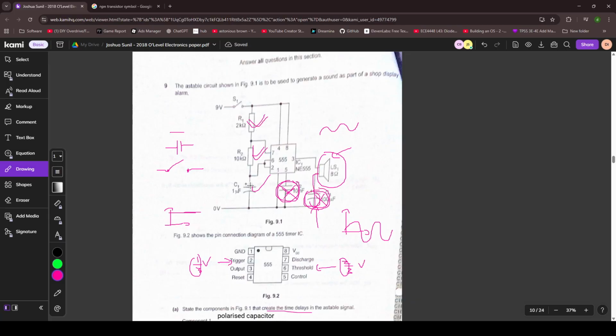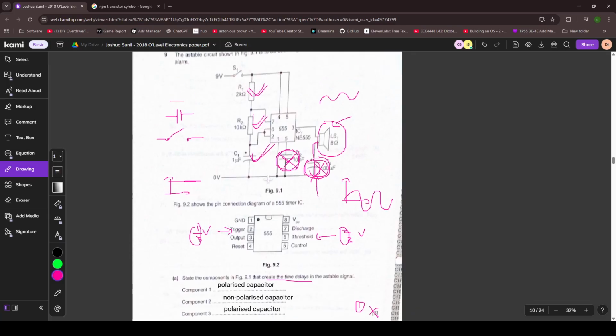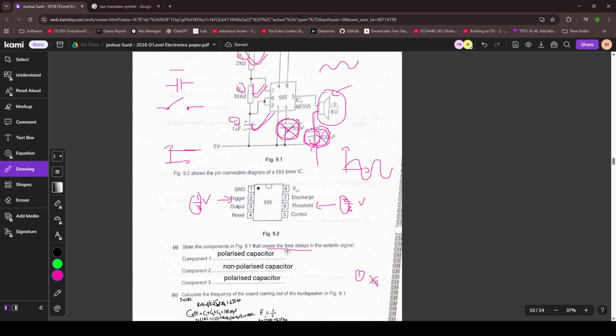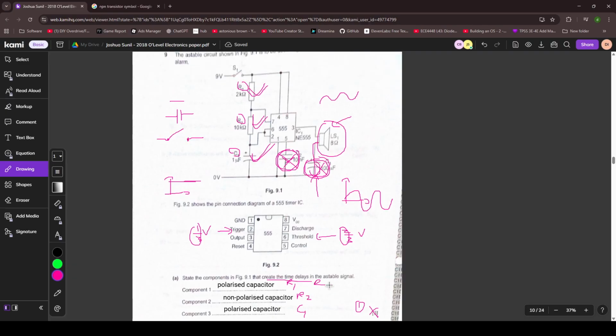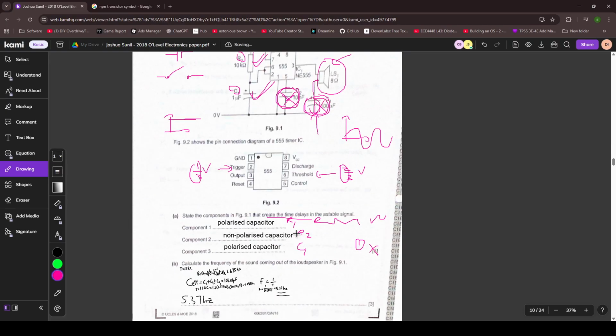It's these two resistors and this capacitor. And then you should have also stated their names. So they actually have names: R1, R2, C1. And then you can state the value even if you want. But yeah. Calculate the frequency of the sound coming out of the loudspeaker.